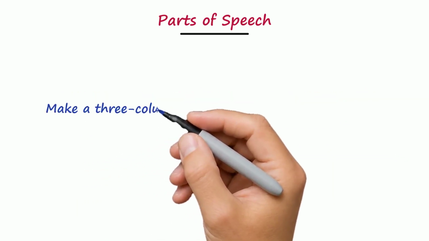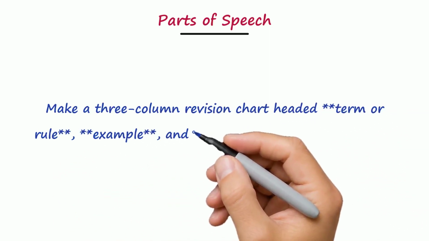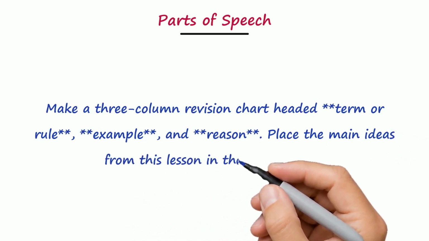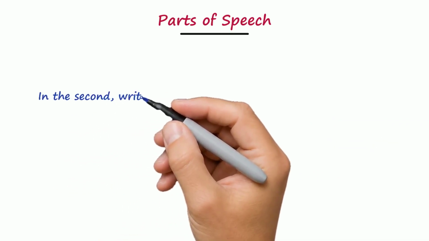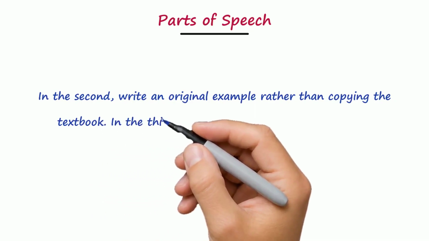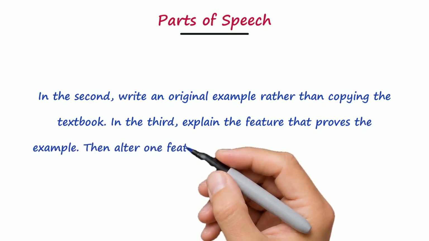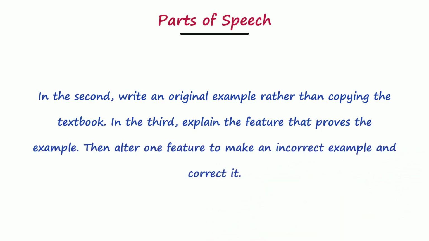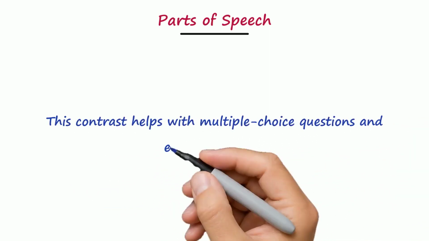Make a 3-column revision chart headed "term or rule", "example", and "reason". Place the main ideas from this lesson in the first column. In the second, write an original example rather than copying the textbook. In the third, explain the feature that proves the example. Then alter one feature to make an incorrect example and correct it. This contrast helps with multiple choice questions and editing passages.